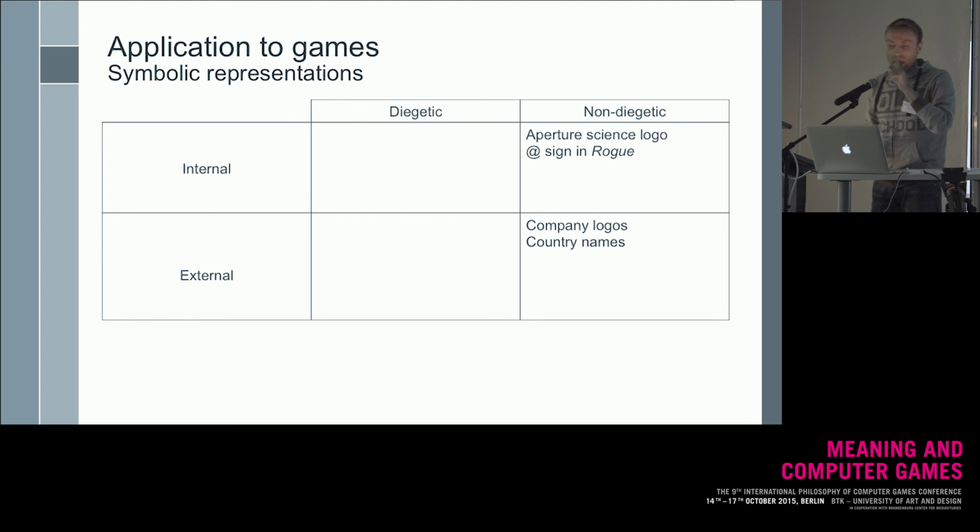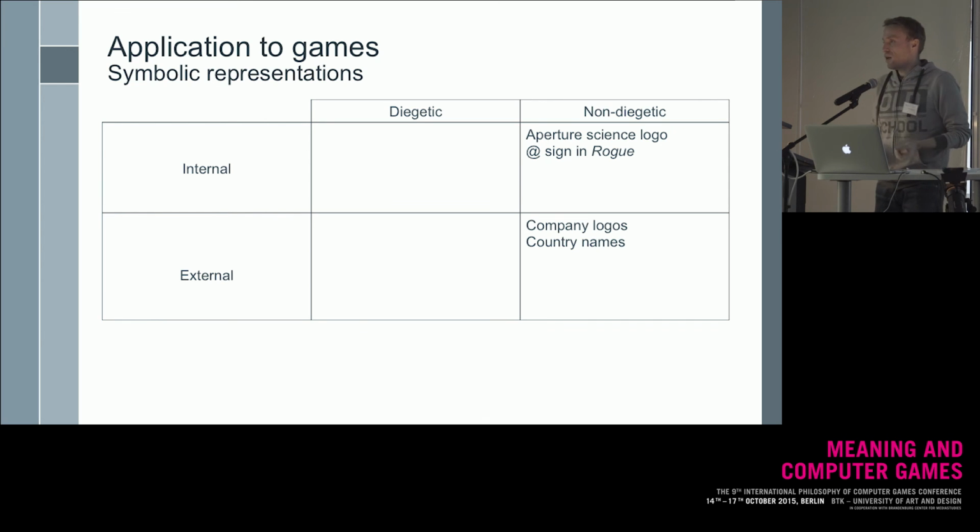Now, an example of non-diegetic internal representations is, for example, the Aperture Science logo. That is a logo of a fictitious company in Portal. That is, the company is inside the game, it's internal to the game. It's non-diegetic because it's in the game, for example, on billboards and stuff like that.